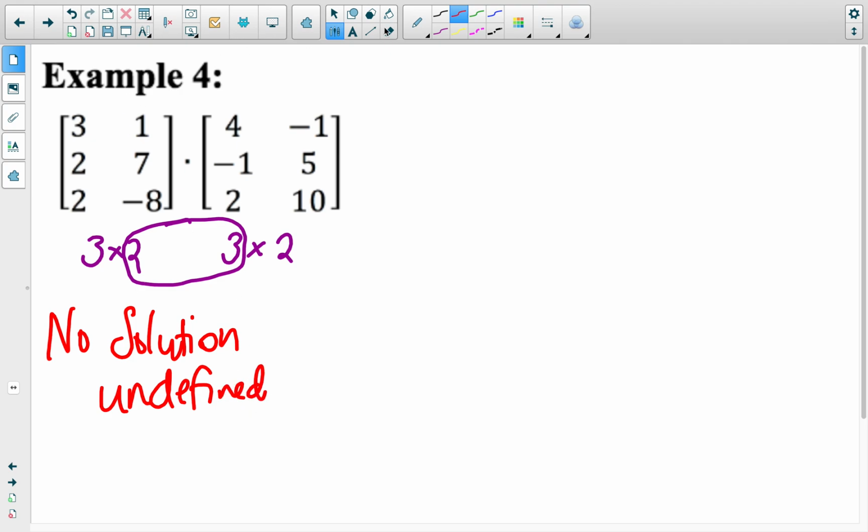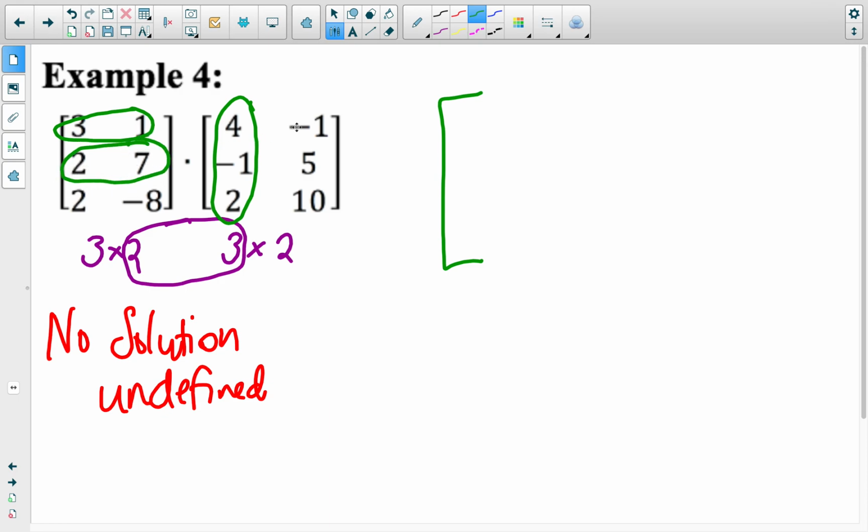Okay, say you didn't notice that and you tried to keep going with your process. So circle your first row, multiply it times your first column. 3 times 4, whatever. And then you take your second row, multiply it times your second column. But then the problem is, you reach this point with the bottom row, and there's no more columns to multiply it by. So that's why this is undefined, right? That's kind of the big idea.